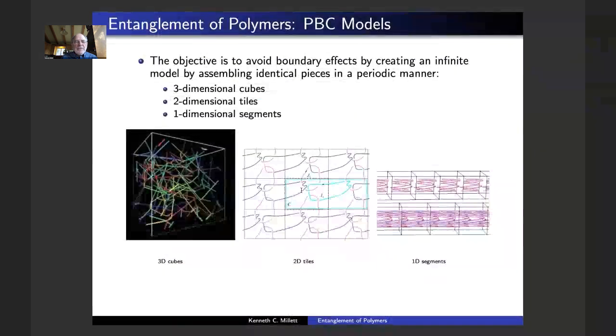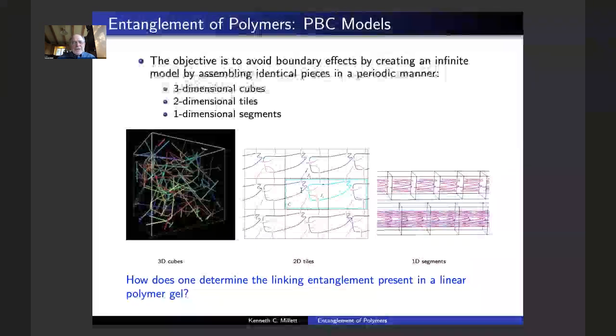So, as I said, you can have three-dimensional cubes, two-dimensional tiles, or one-dimensional segments there on the right, where you translate these just along a single directional axis and create a kind of one-dimensional system of entangled structures, even though we're working in a two-dimensional context. So in the middle, I think of it as a laminar kind of thing, and on the right, a tubular kind of structure.